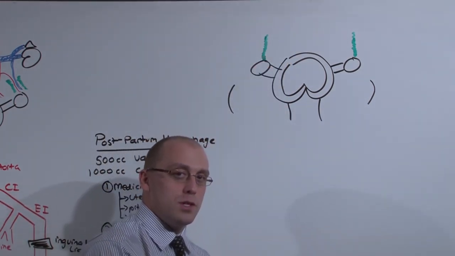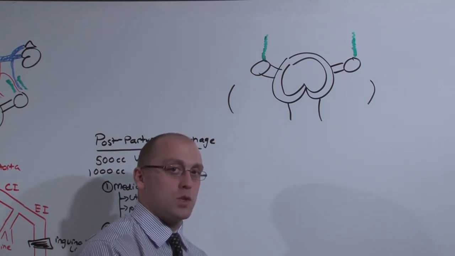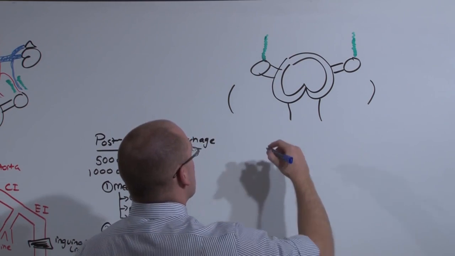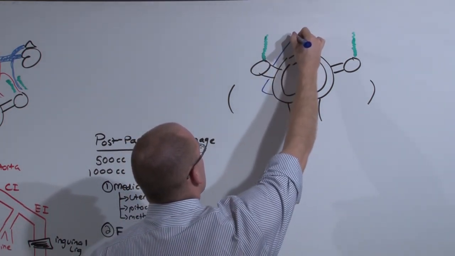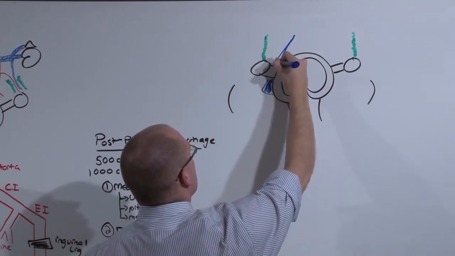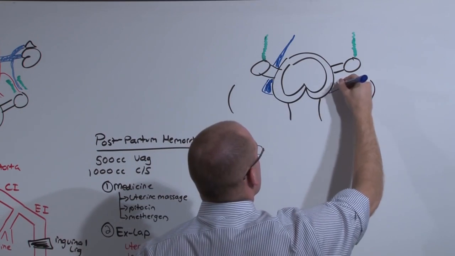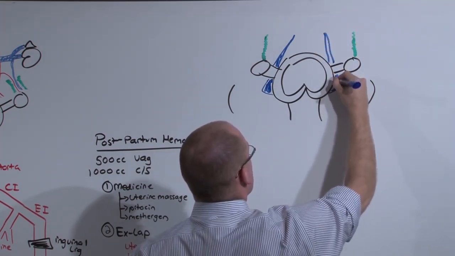The utero-sacral ligament, not surprisingly, connects the uterus to the sacrum. So this is supposed to indicate the ligament going backwards to the sacrum, disappearing in the back. These are very significant because these are the things that need to be cut when doing a total abdominal hysterectomy.